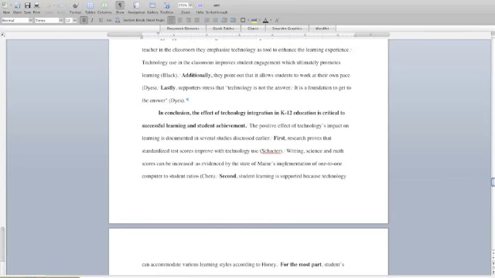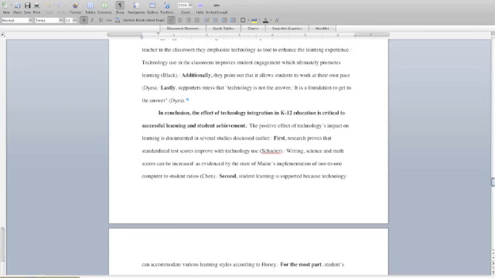Okay? In conclusion, the effect of technology integration in K-12 education is critical to successful learning and student achievement. So we're not really talking about or advocating anymore. Well, we're advocating somewhat the use of technology in the classroom, but we're looking at it from a little different perspective. The idea in the first closing paragraph is that we're giving readers something else to consider when they look at this paper and they decide for themselves, do I want to use technology in the classroom or do I not? Because as you've seen, this is written from a completely objective standpoint.